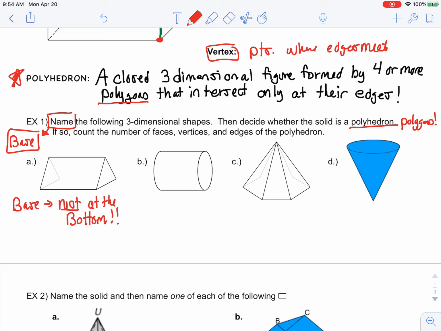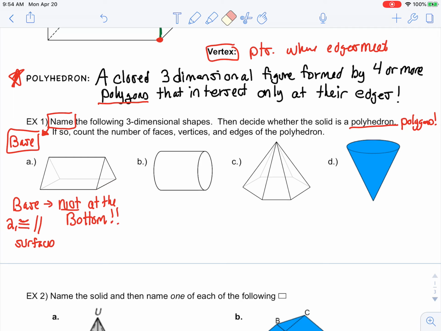Okay, it can be, but it does not have to be at the bottom of the figure. What you're looking for with the base is the two congruent parallel surfaces. So as we look at this figure, we can see that if I look at the bottom, there is this rectangle down here at the bottom, right? But there is no rectangle at the top that is parallel and congruent to that one. That means that the rectangle is not the base.